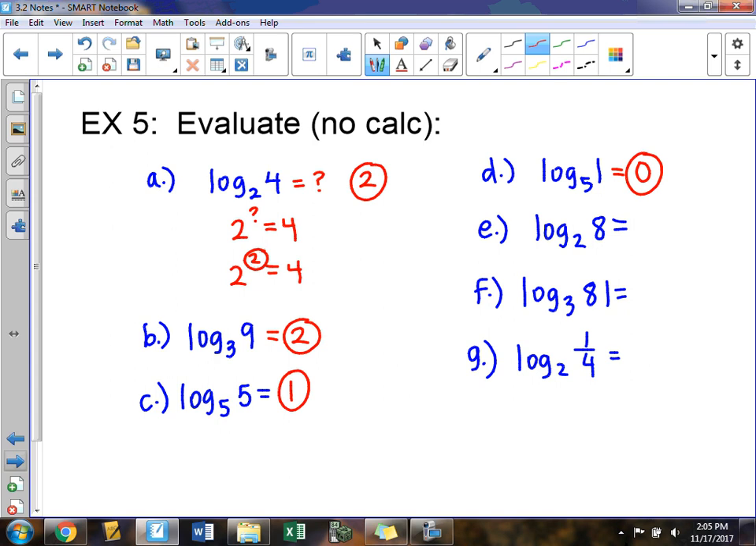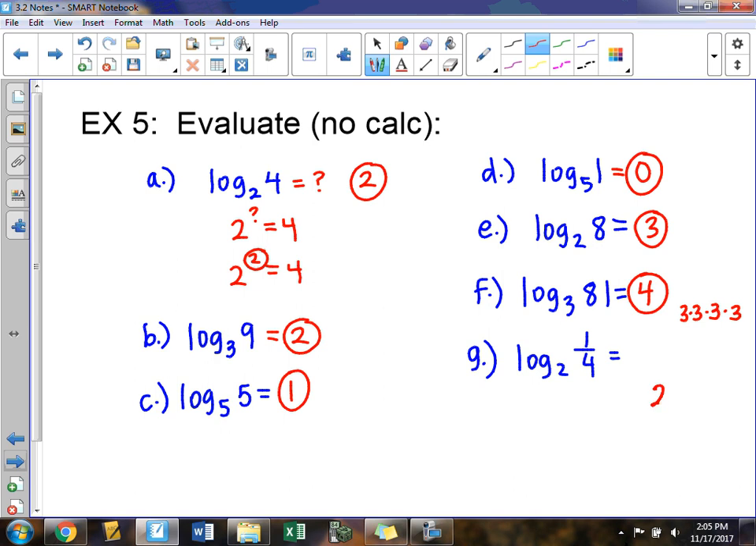2 to what power is 8? You should be able to think, 2 to the third is 8. 3 to what power is 81? Well, 3 times 3 is 9. 9 times 3 is 27. 27 times 3 is 81. So that took four 3s. So 3 to the fourth is 81.